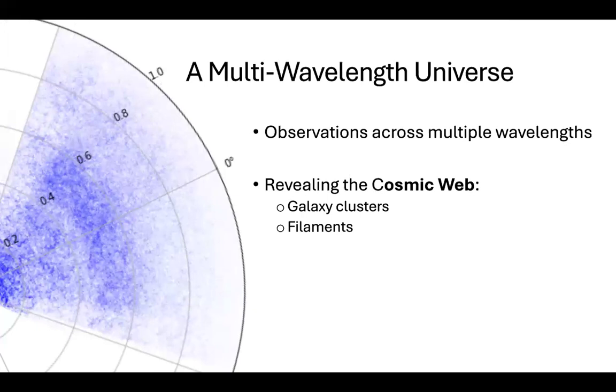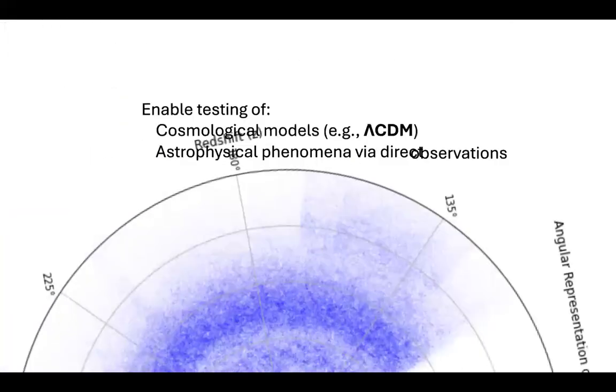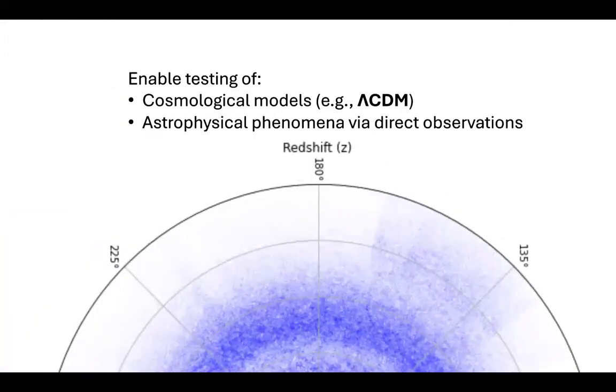So we have a multi-wavelength universe. We have observations across multiple wavelengths, and we really believe in the cosmic web. We have the galaxy clusters, also the filaments. We can test our cosmological models, for example, the lambda CDM and others. We can also study astrophysical phenomena by direct observations.